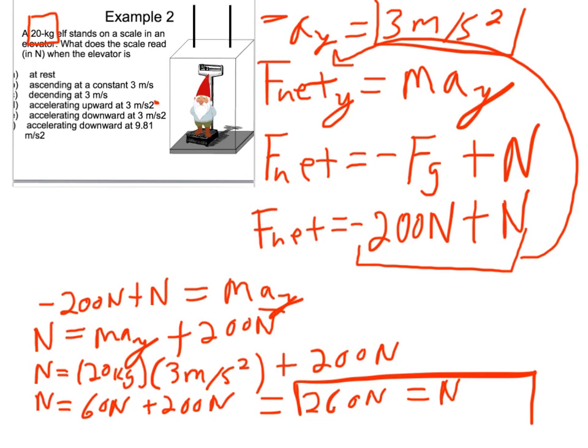Check. That is the normal force when the elf is accelerating upward at 3 meters per second squared. And that should be a squared. That 2 did something weird. Moving on to the next one.